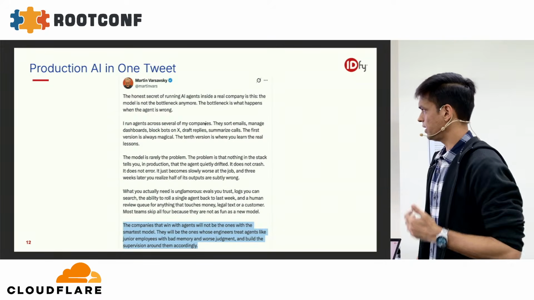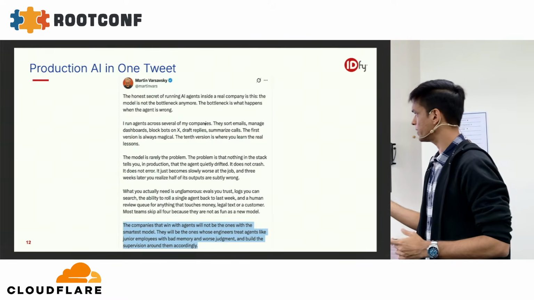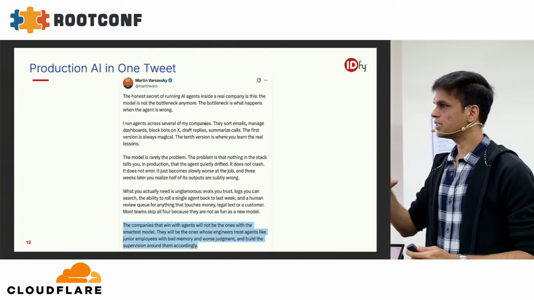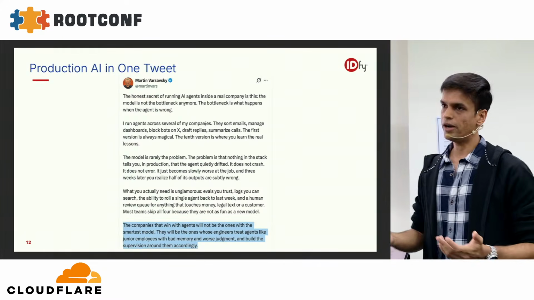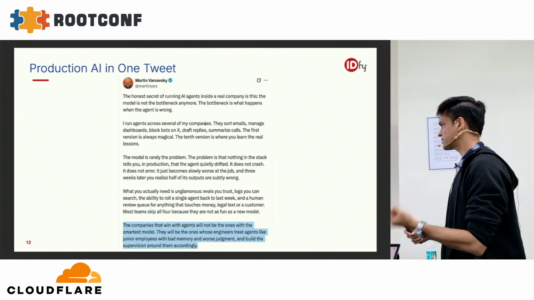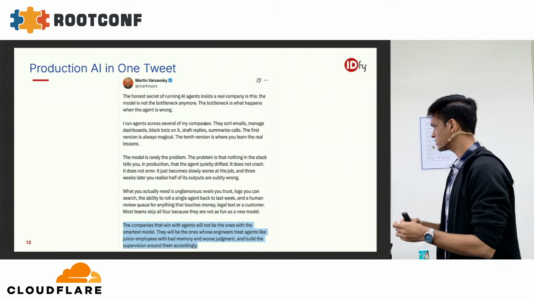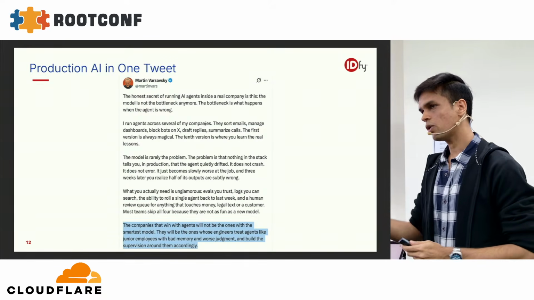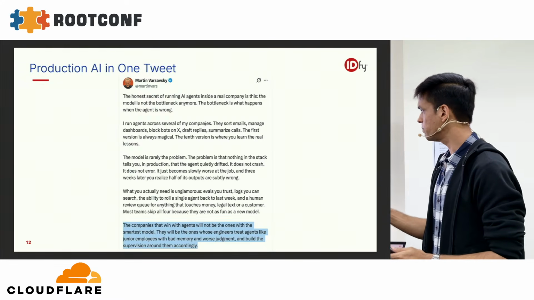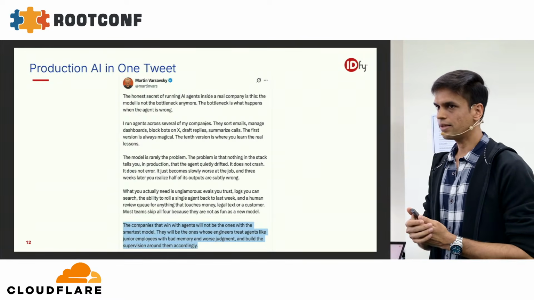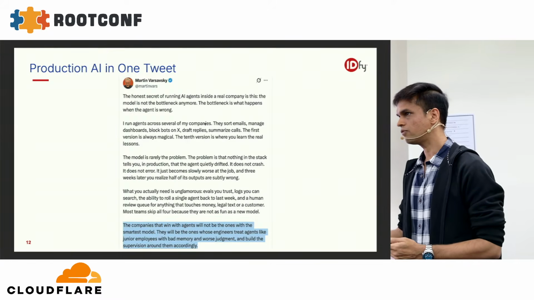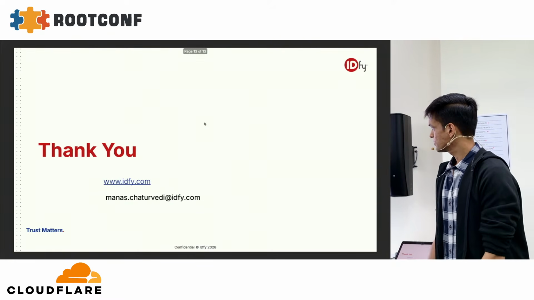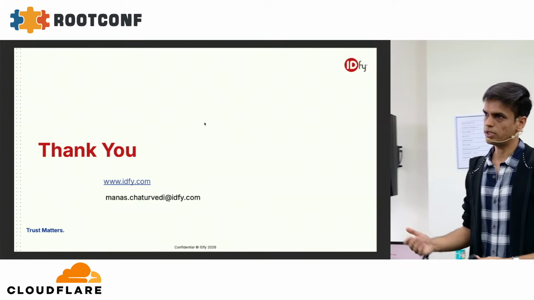And just to summarize everything, this was a tweet that I read just last night, and I think the last paragraph really summarizes very well all of the learnings that we have had so far. The companies that will win with AI agents will not be the ones with the smartest model. They'll be the ones where engineers treat agents like junior employees with bad memory and worse judgment and build supervision around them accordingly. So this approach of building a multi-agentic framework or workflow has worked very well for us in production. Thank you, and happy to answer any questions.